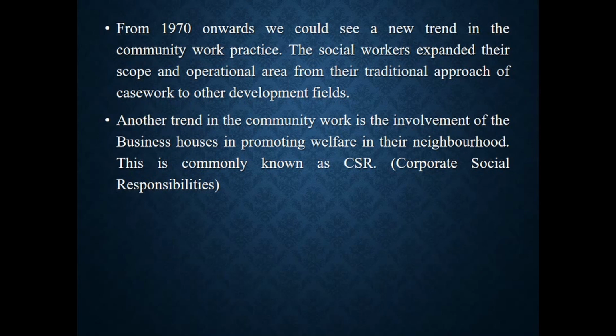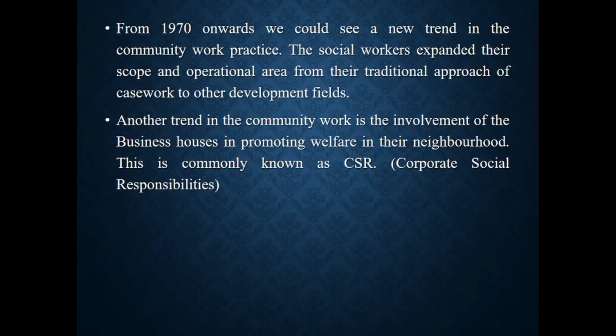Here, the social workers expanded their scope and operational area from their traditional approach of casework to other development fields. For example, people working with school children started working with community. The NGO and voluntary organization adopted community approach. And this shift has in fact led to the use of the process of community work. By and large, community work has remained welfare oriented. Another trend was the involvement of business houses in promoting welfare in their neighborhood, which is commonly known as CSR, that is corporate social responsibility.